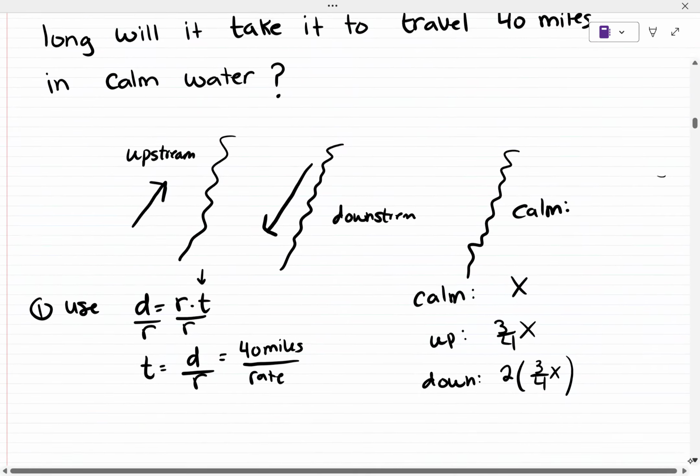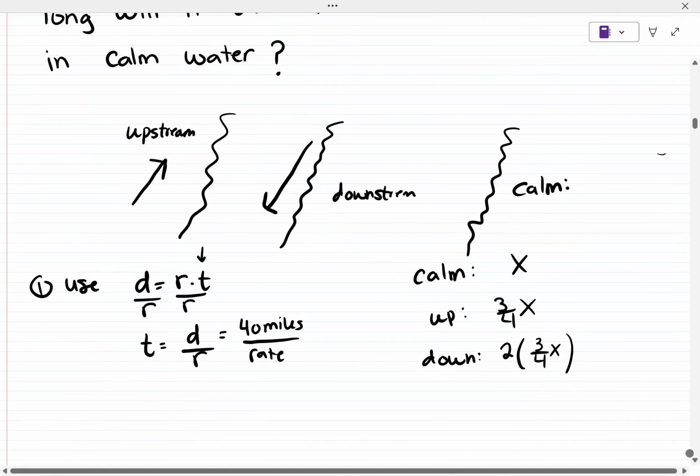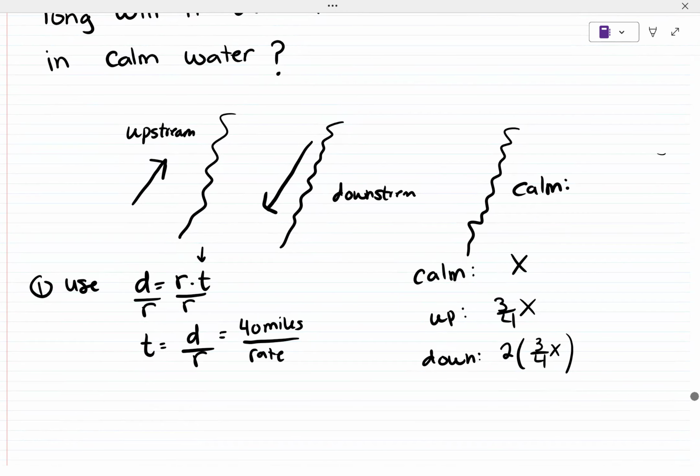So if we know what X is, we can find our rate, right? Do we know what else? Yes. They specifically said when going downstream, it can go 30 miles per hour. So here's our downstream, which is 2 times three-fourths X. Let's clean that up a bit. So 2 times three-fourths X, that's going to be 6X over 4. And then we can set that to 30 because it says it can go 30 miles per hour downstream, right?